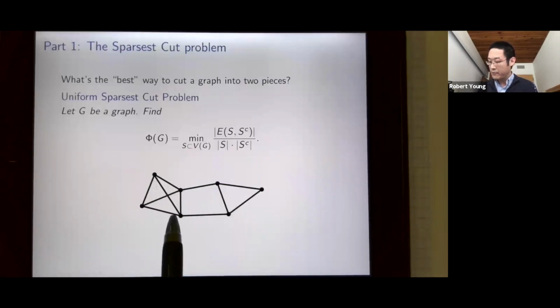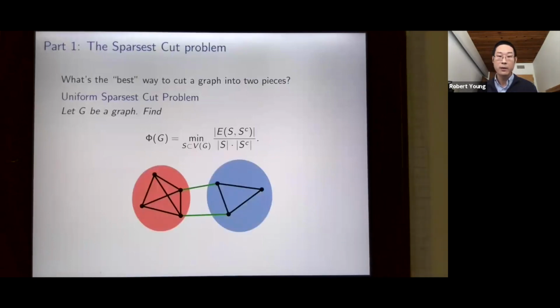In this case, we have 7 vertices, but you can see that they're divided into a clique of 4 and a clique of 3, and then we have 2 edges between them. And so the best way to cut this graph into 2 pieces is to just separate those cliques, in which case you have 2 edges that cross the boundary of the cut. Out of a possible 4 times 3, which is 12, possible edges between the cut. And so you have sparsity of 1/6.